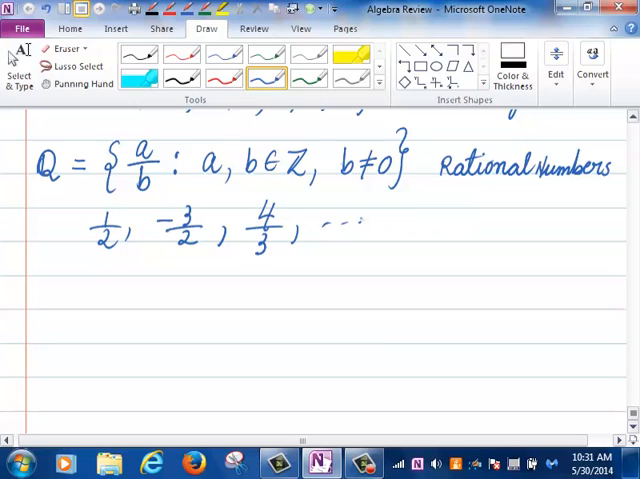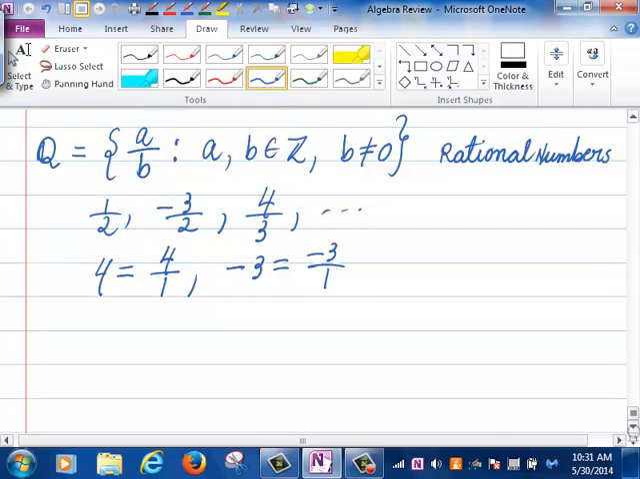Now, can someone tell me if Q includes Z? Are the integers inside the rationals? Yeah, so if I have the number 4, I can think of the 4 as the ratio of 4 and 1. If I have the number -3, I can think of that as -3/1, right? So the integers are included in the collection of rational numbers, okay? All right. Everybody's clear so far?